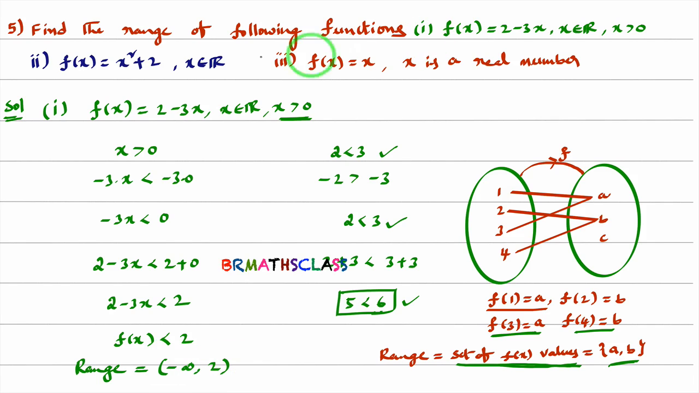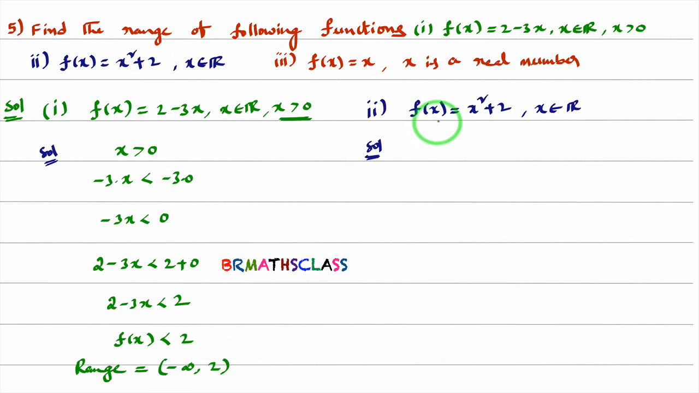Now we will see what is the range of the second bit. You observe here in the second bit, we are finding the range of this function f of x equal to x square plus 2. Range is nothing but finding f of x values that we discussed earlier. So I'll try for what are the f of x values. Here, what information is given? They gave that x is a real number.